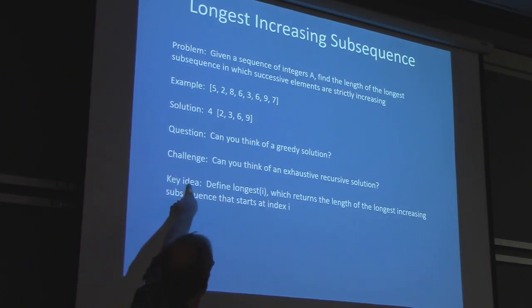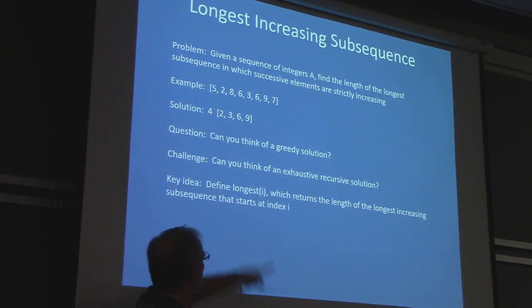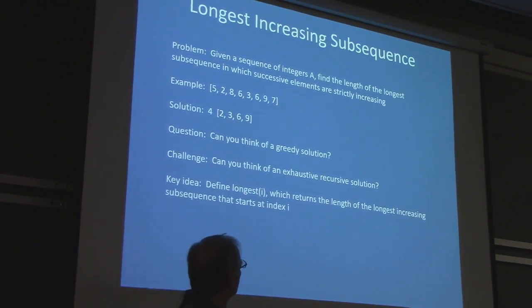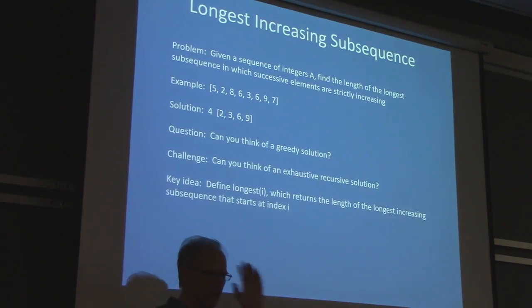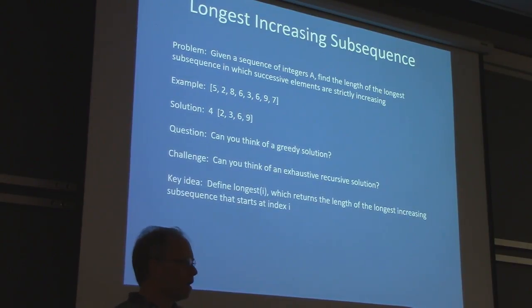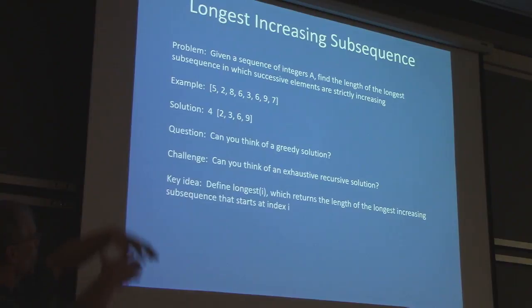So what I'm doing here is, rather than try to define longest that takes a list as a parameter, we're going to define longest of I, where I is the starting point. So longest of I is the longest increasing subsequence that starts at index I. For that array up there, that array just becomes sort of an implicit parameter. What's the longest increasing subsequence that starts at the last index? What's the length of the longest increasing subsequence that starts at index 7, the last index?